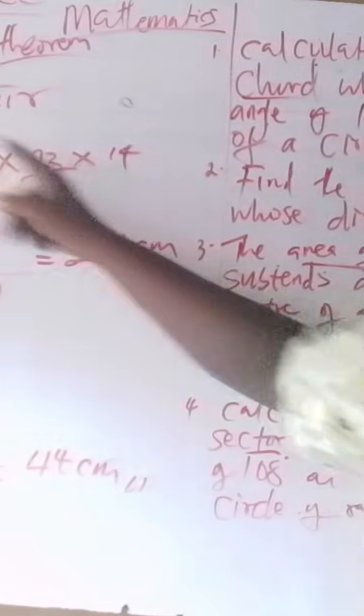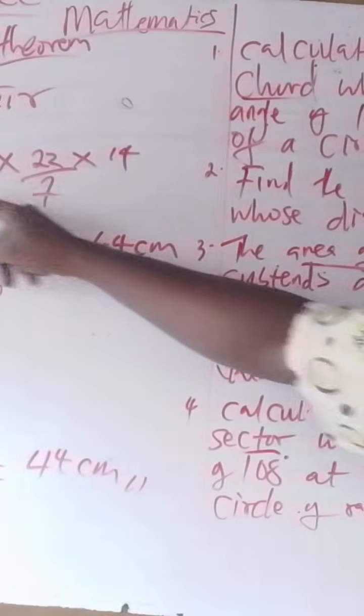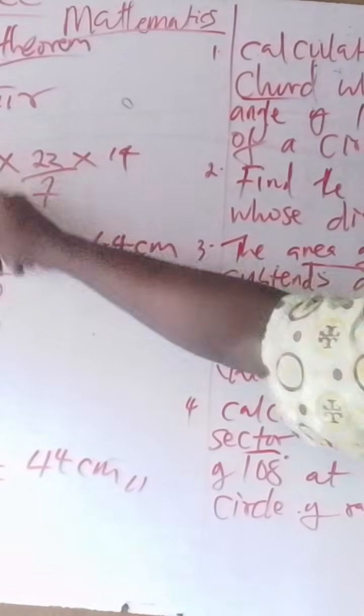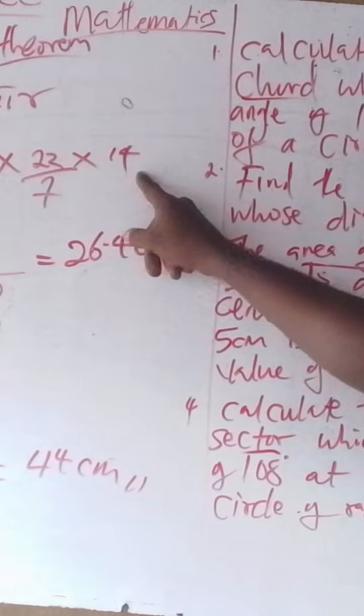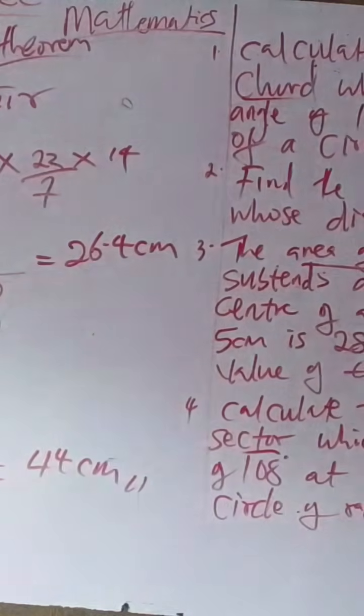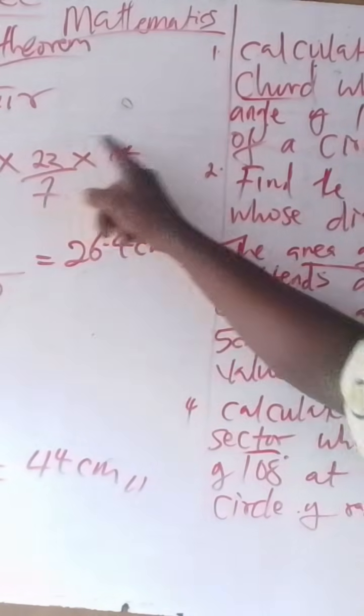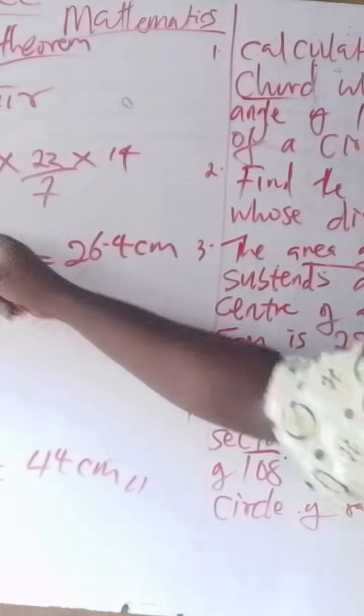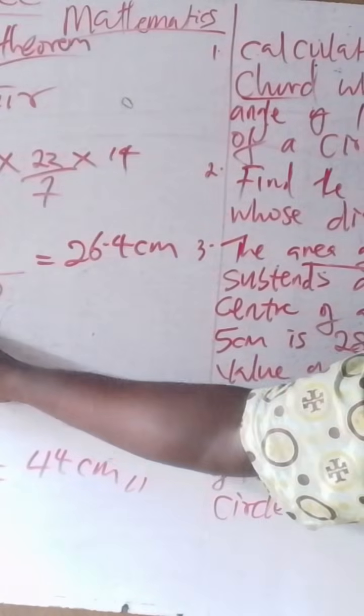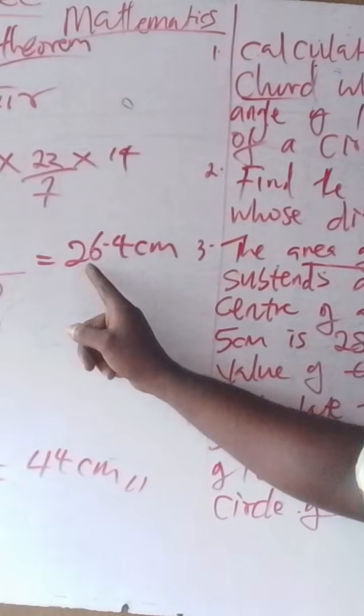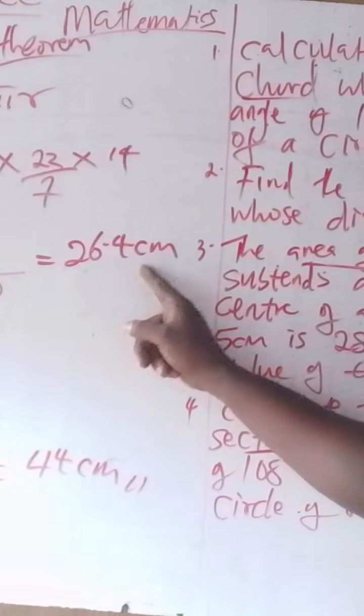Now, I put down my formula, theta over 360 times 2 pi r. The angle for my question is 108, which I just put here, over 360, times 2 came down, this pi came down, and this radius is what? 14 from the first question. So I multiplied up, it gave me 66528. I multiplied down, and it gave me 2520. So from there, I divided and I got 26.4 centimeters.